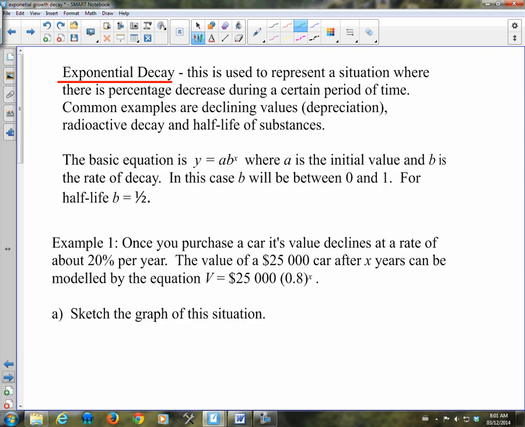All right, that's growth. Let's look at decay. Decay is used to represent a situation where it is decreasing during a period of time. Things like depreciation on a vehicle, radioactive decay, certain substances, chemicals have a half-life. The amount left in your system of caffeine decreases. So the basic equation is the same. The only difference is that when it's decreasing, the B is a fraction between 0 and 1. So half-life is a special case where B would be a half.